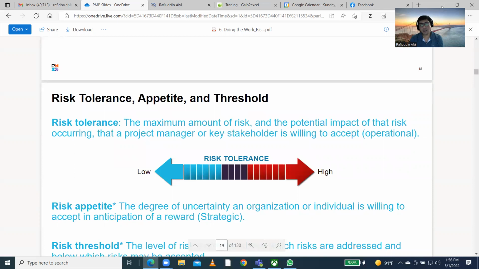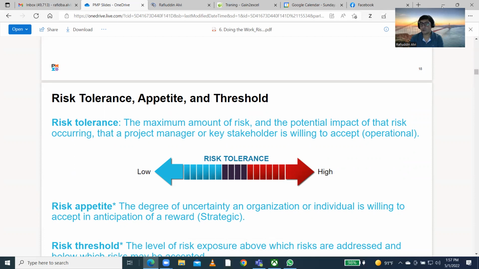So, risk tolerance, appetite, and threshold. Tolerance means how much risk you can tolerate in a project. You can give a range, like up to this extent I will tolerate the risk, and if it occurs above this, I will not tolerate it. This is called risk tolerance.